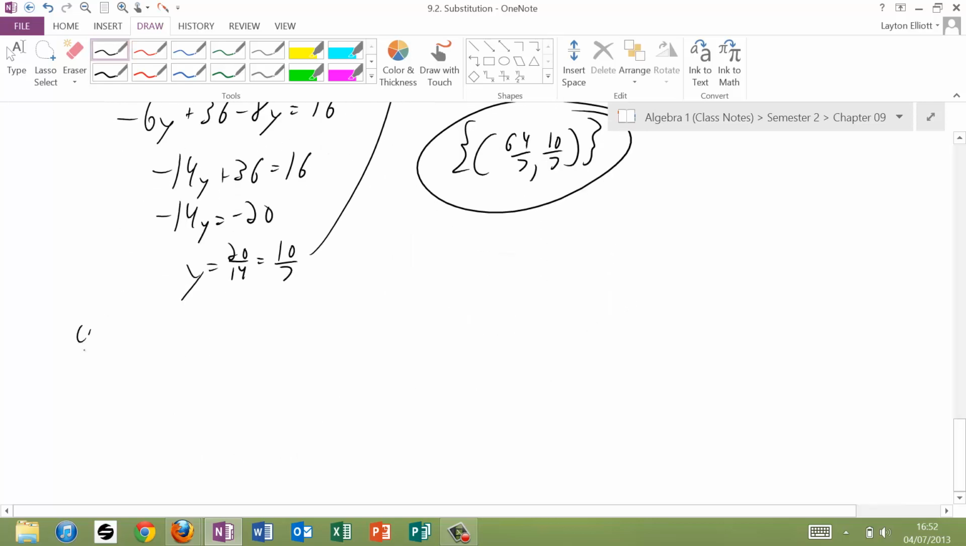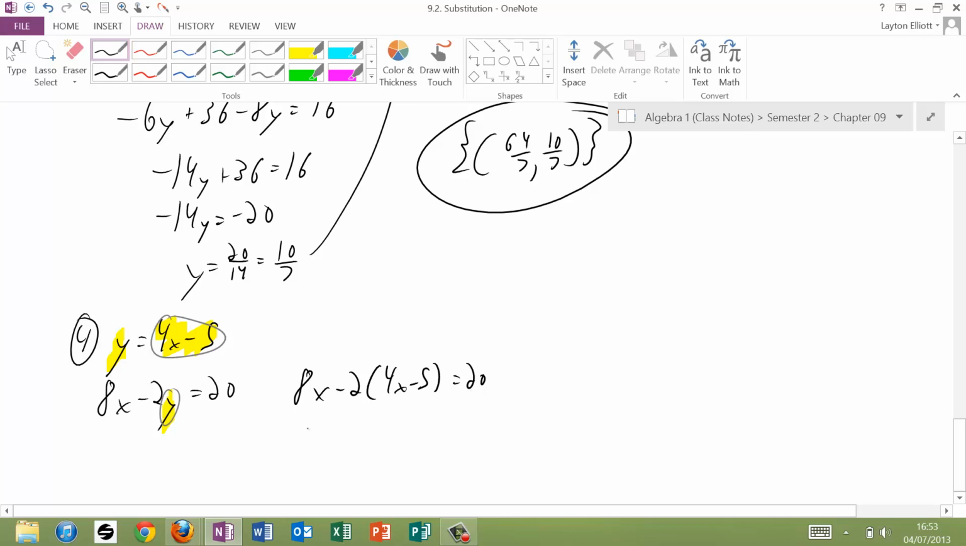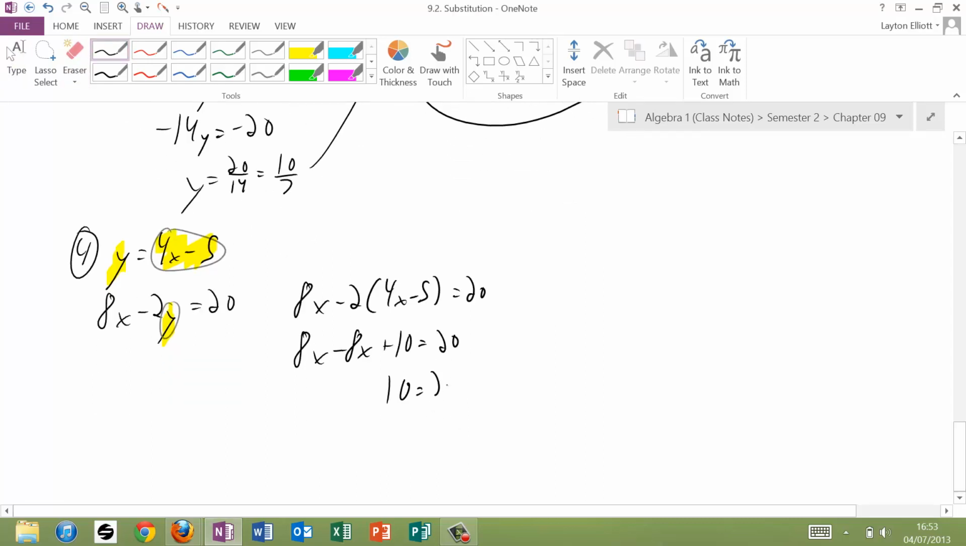Number 4. I have y is equal to 4x minus 5, and 8x minus 2y is equal to 20. This is already solved for y, so I'm going to take this right side and plug it in for y here. And I would get 8x minus 2 times 4x minus 5 is equal to 20. Or 8x minus 8x plus 10 is equal to 20. And if I simplify the left side, I would get 10 is equal to 20.